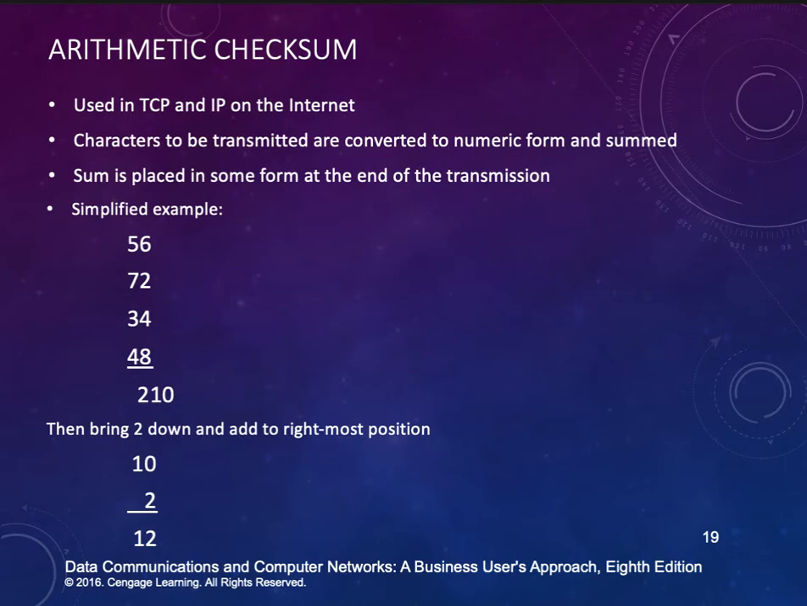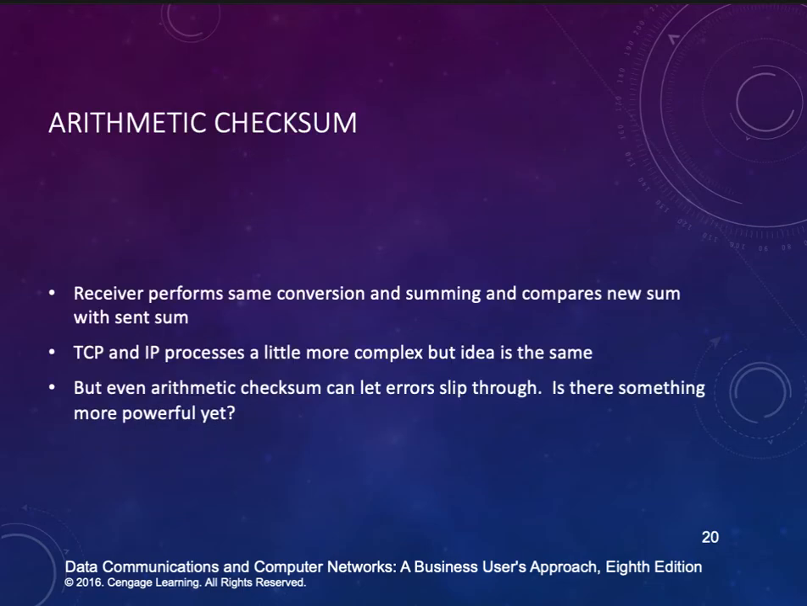Over here we have basically the sum. Here is a simplified example: 56, 72, 34, 48, and the sum is 210. So we bring down the number 2 and we compute, we get 12. So this is the check at the end of the transmission line. The receiver performs the same conversion and summing and compares the new sum. So it's a bit more complex.